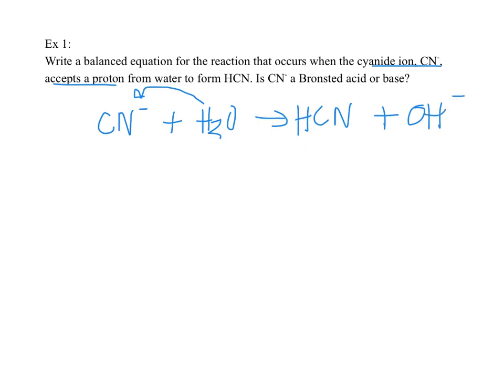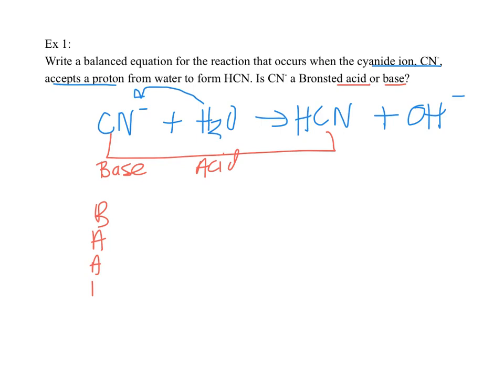Okay, and then the question is, is the cyanide ion a Bronsted acid or base? So I'm going to match up like things. If cyanide accepted, that would make it a base, and water would be a Bronsted-Lowry acid. So just to repeat it one more time, if this helps, Bronsted-Lowry has a handy acronym: bases accept, acids donate. And because cyanide accepted, that classifies it as a base.